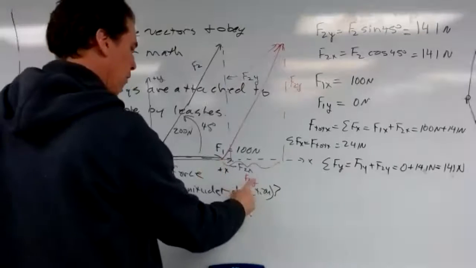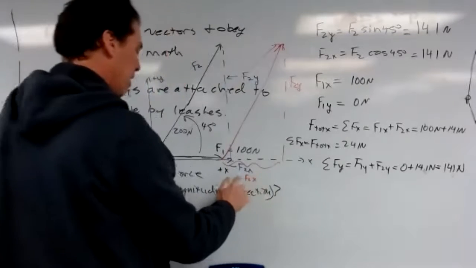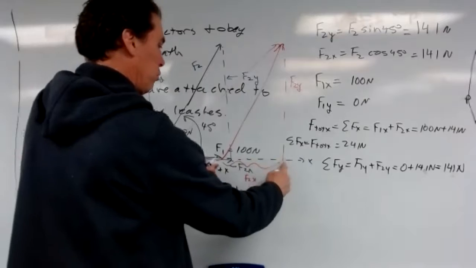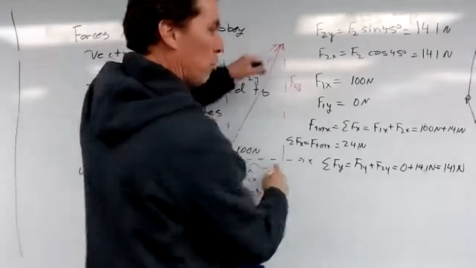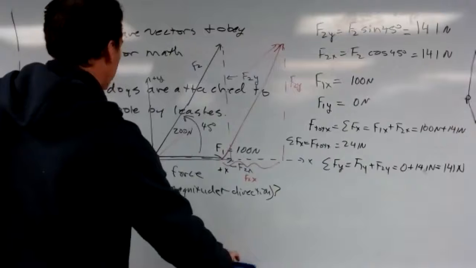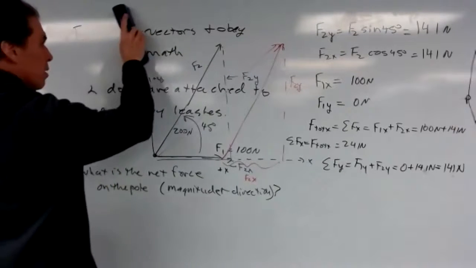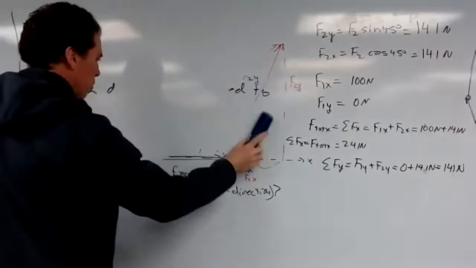And so, F2x here, I get F1x plus F2x in the x direction and F2y in the y direction. Kind of made a mess up, so I'm going to redraw this.